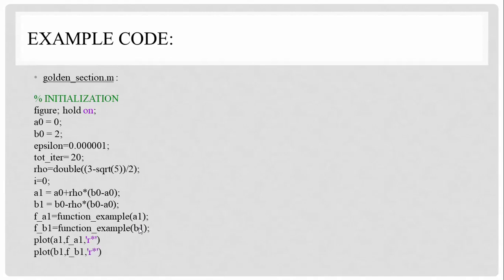Initialization was done, and now we have to come to the while loop for all the iterations. So this is the interval difference. The interval difference should be greater than epsilon, which you have taken, and iterations should be less than total iterations. I started from 0, so it should be less than 20, which means it will have 20 iterations. If I start from 1, we have to keep it less than or equal to total iter to get 20 iterations. Okay, this is the while loop.